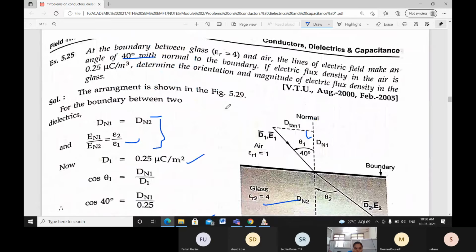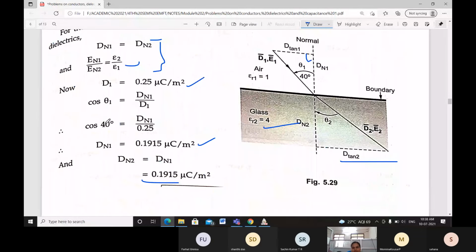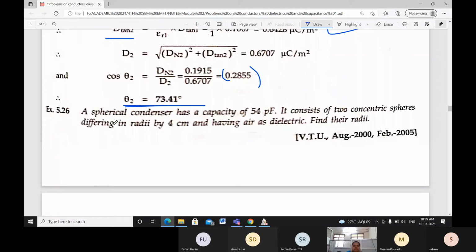Again, this question is asked in the exam, again for 6 marks. You will get a minimum of 6 marks from this part, for the problem and also for the theory. One more problem. Here, a spherical condenser has a capacity of 54 picofarads and consists of two concentric spheres differing in radii by 4 centimeters and having air as a dielectric. Find the radii.